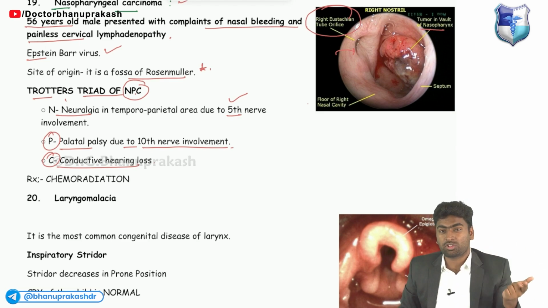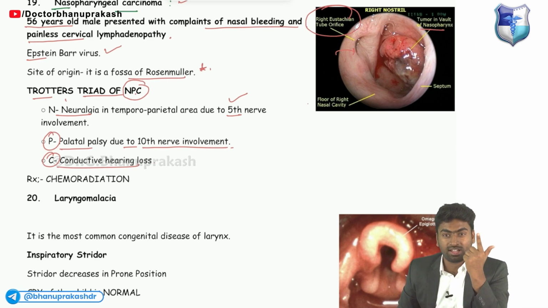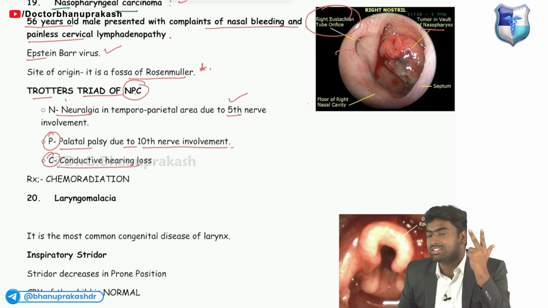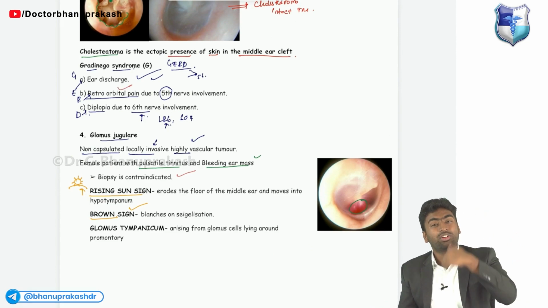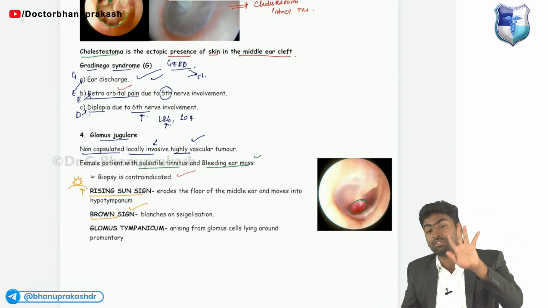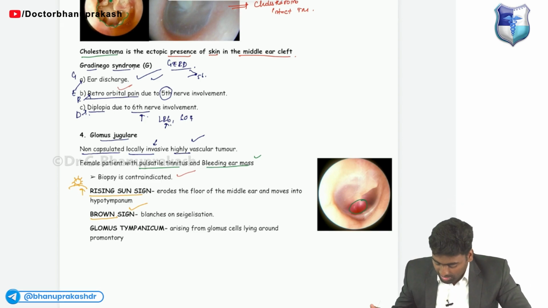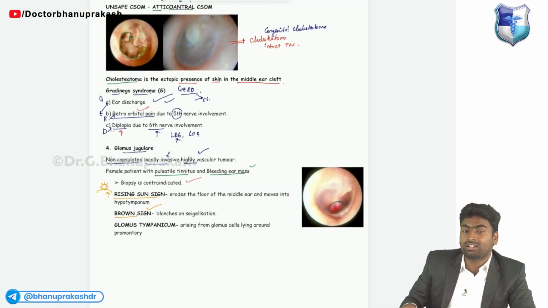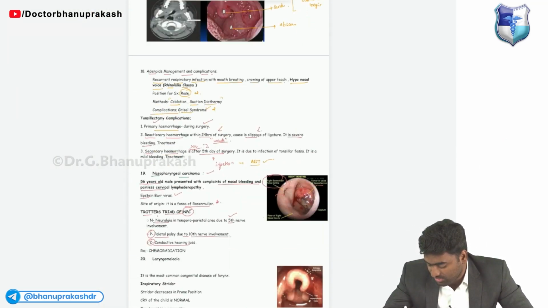We studied in CSOM the Gradenigo syndrome, which is like GERD. Gradenigo syndrome: E for ear discharge, and what is the R one? It is retroorbital pain. Here also it is due to 5th nerve involvement. Whereas here also there is neuralgia, which is due to the 5th nerve involvement. And here the third D is for diplopia, due to 6th nerve involvement.